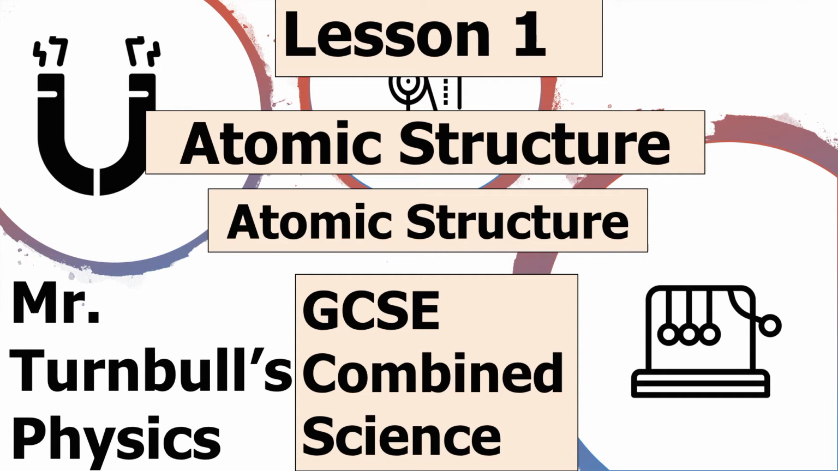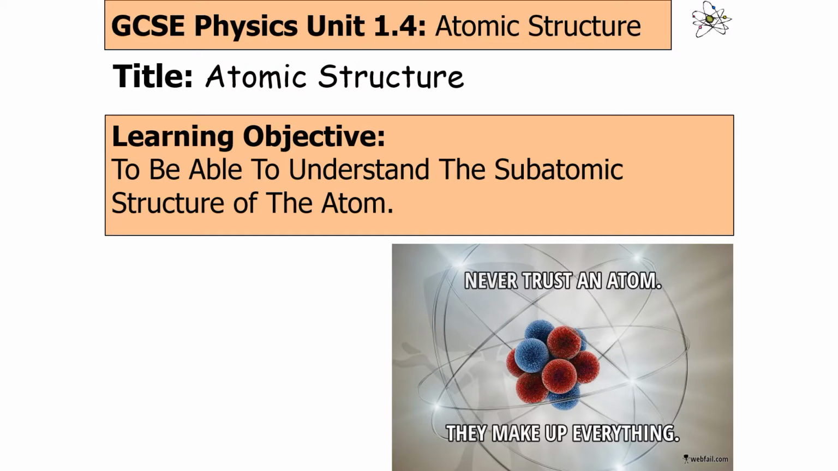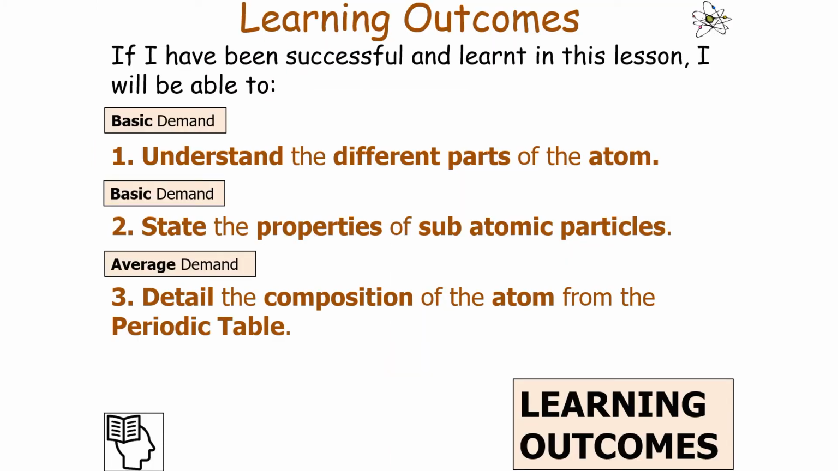Hello and welcome to today's lesson on atomic structure, which is found in the atomic structure topic of GCSE Combined Science, Physics. So in today's lesson, we're going to try to understand the subatomic structure of the atom. If we've been successful and learned in today's lesson, we should be able to understand the different parts of the atom, state the properties of subatomic particles, and detail the composition of the atom from the periodic table.